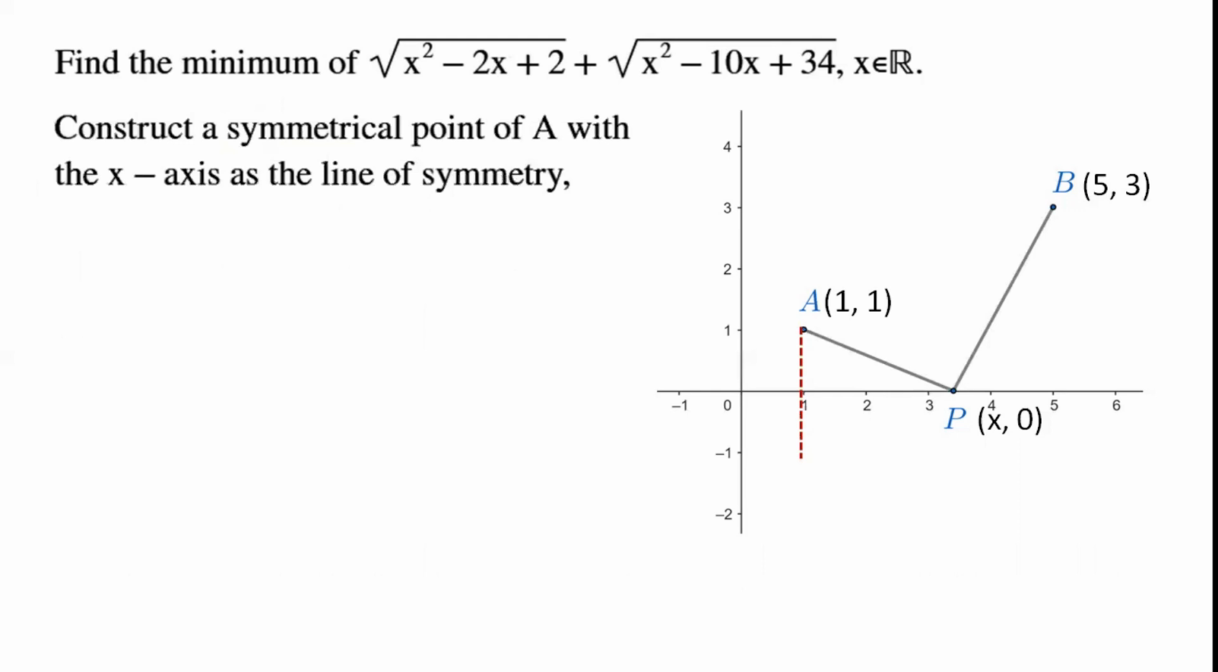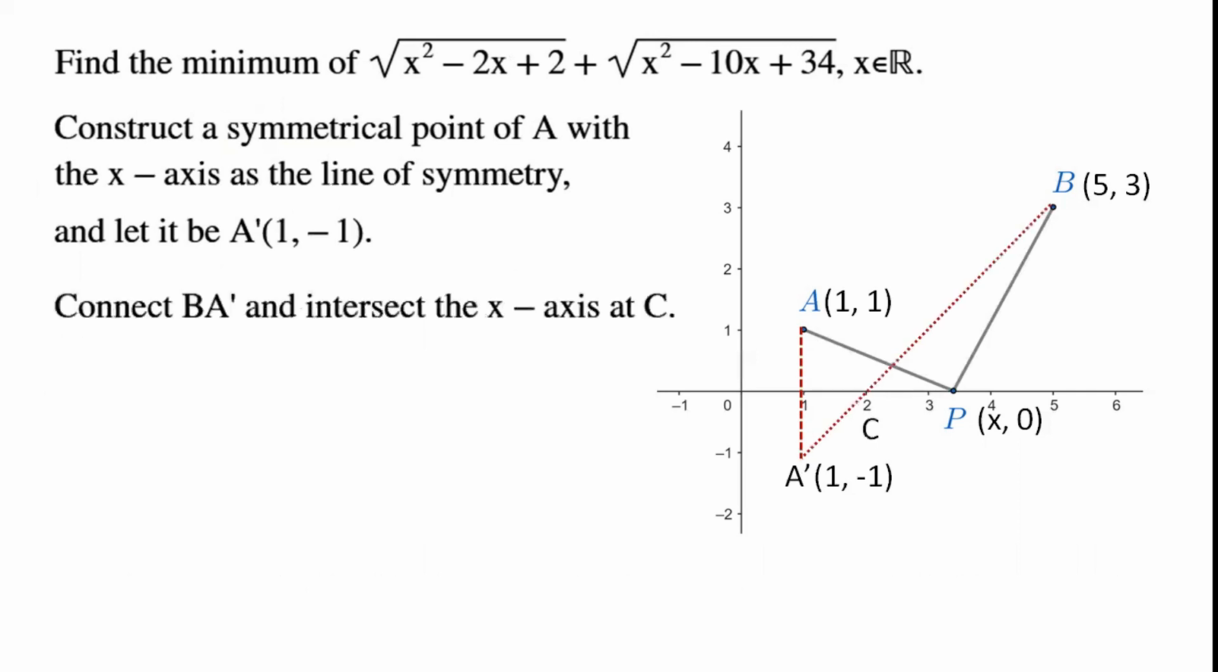Construct a symmetrical point of A with the x-axis as the line of symmetry, and let it be A dash (1, minus 1). Connect BA dash and intersect the x-axis at C. Connect AC. AC equals CA dash.